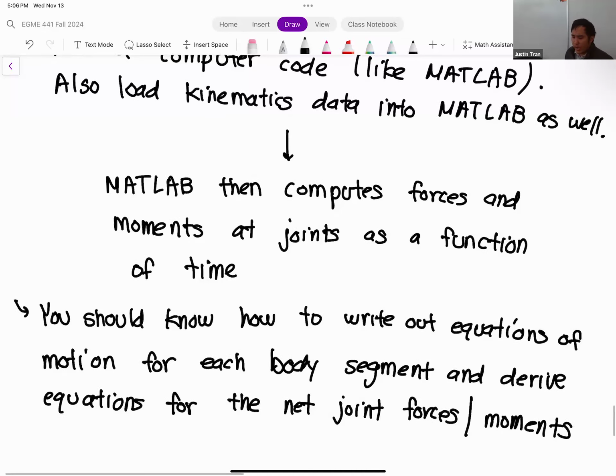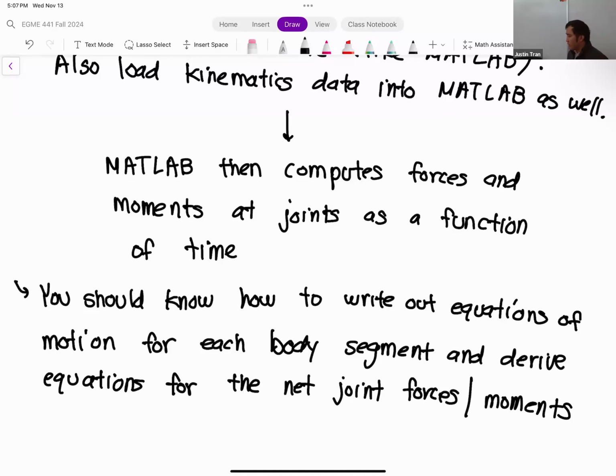And so I believe that's what the homework asked you to do as well. So the homework, basically, I give you this collection of body segments, and I ask you to derive the equations for the net joint forces and net moments. Basically, just exactly as we did.